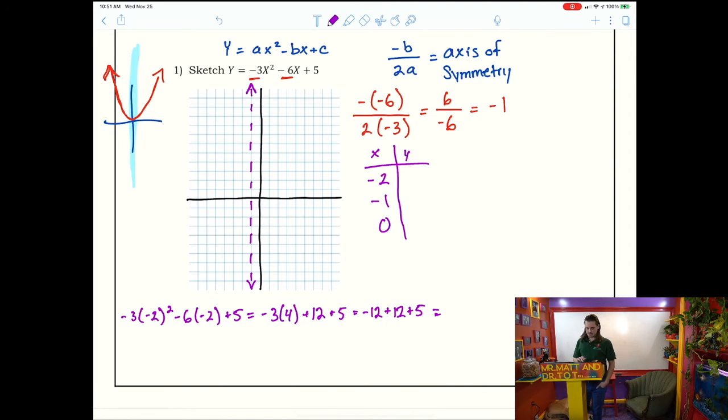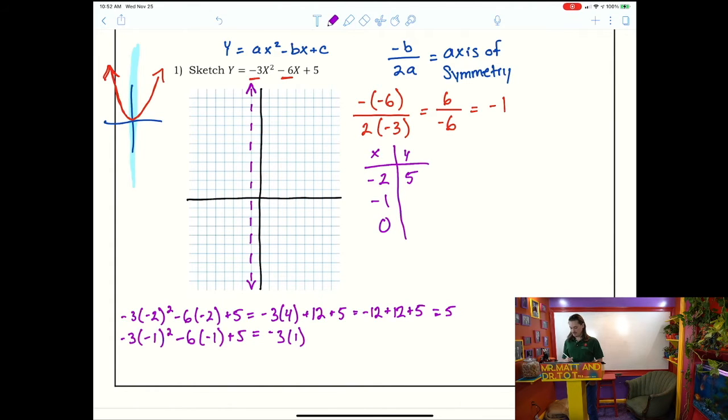So when x is equal to -2, y is equal to +5. If we evaluate -1, we're going to have -3 times (-1) squared minus 6 times -1 plus 5. (-1) squared is +1, so we're going to have -3 times +1. -6 times -1 is going to be a +6, and then we still have that plus 5. -3 times 1 is -3, so we're going to have -3 plus 6 plus 5.